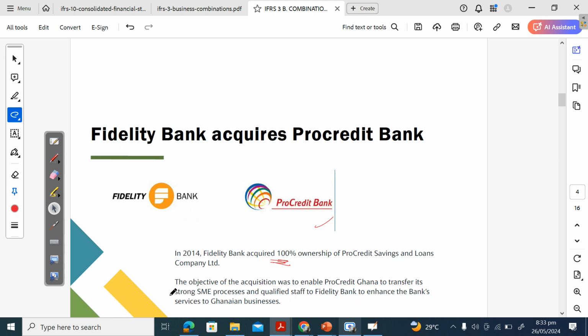There are a number of reasons why acquisition occurs, and in this particular case, Fidelity and Pro Credit, the reason is Fidelity wanted to benefit from the strong SME market that Pro Credit has created.